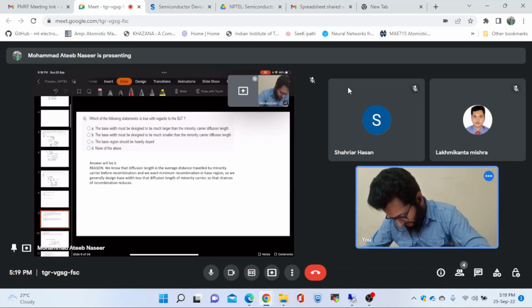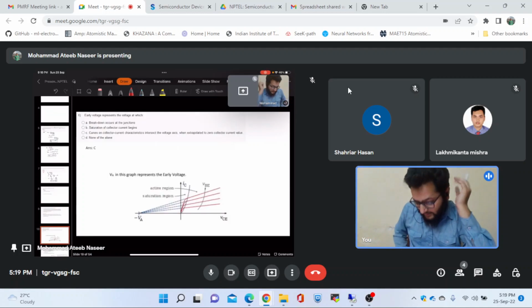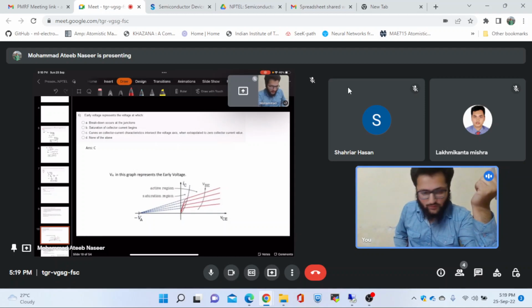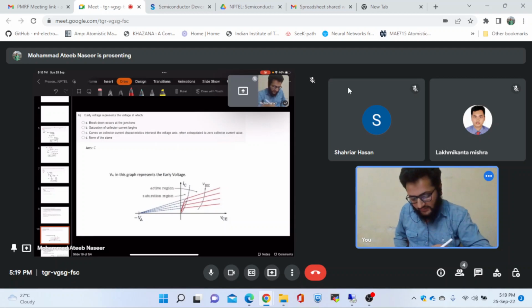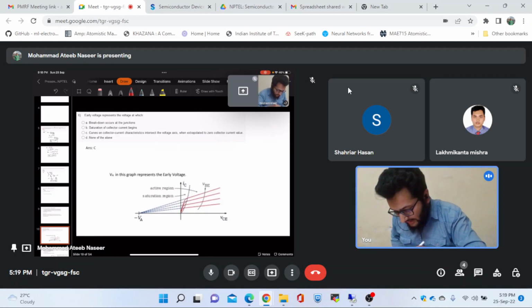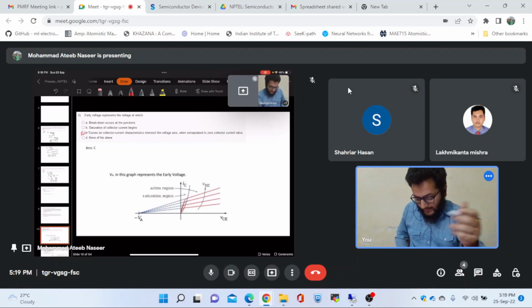Now let's move towards another statement. It asks what the early voltage is, and as we have already seen in our lectures, the early voltage just represents the interpolated voltage that we get from the IC versus VCE plot, and this voltage is obtained when we have zero collector current value. So we will go with option C simply.